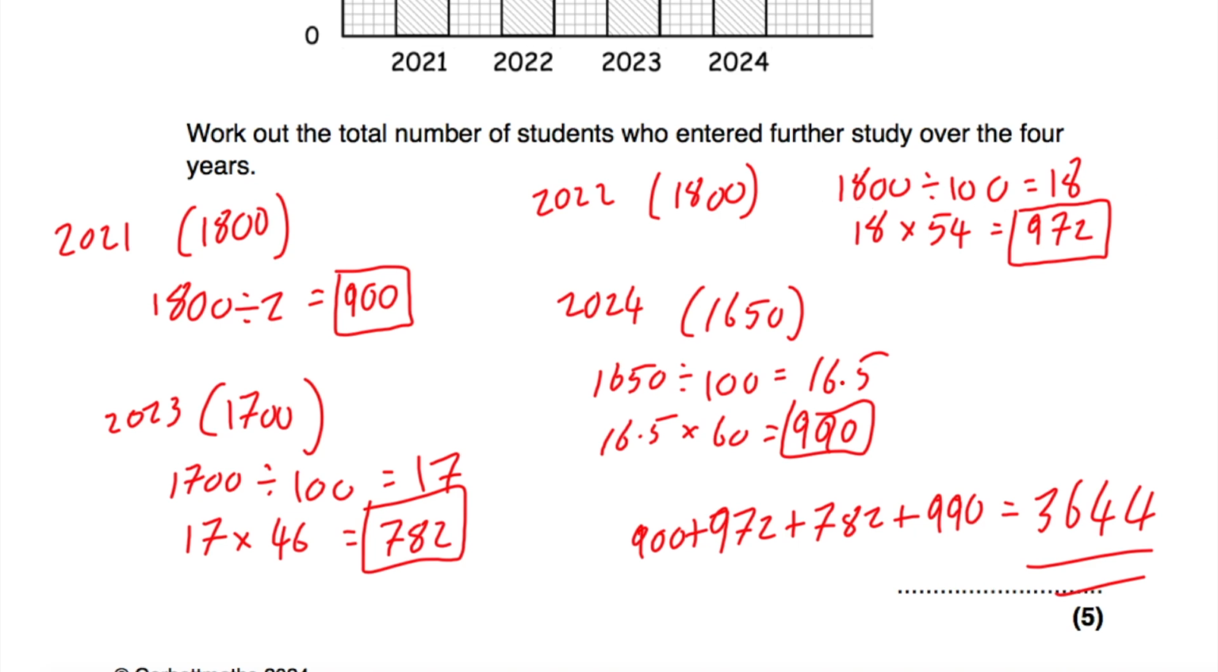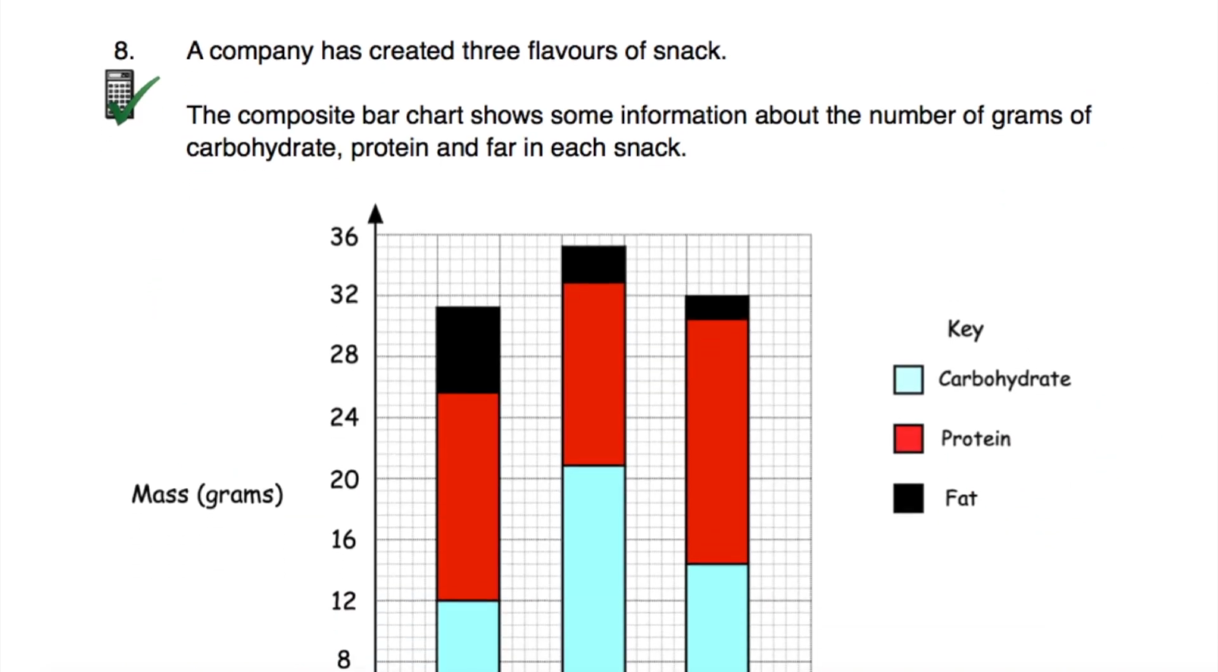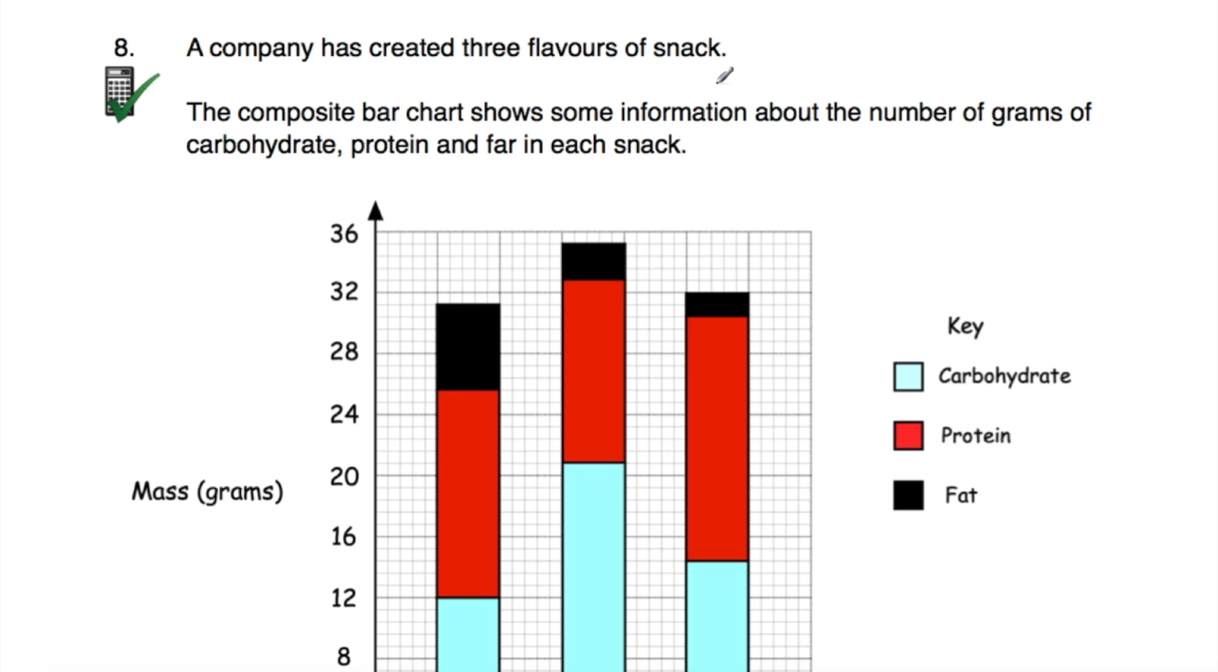Okay, and let's look at our last question, question number 8. So question number 8 is a company's created 3 flavors of snack, and the composite bar chart shows information about the number of grams of carbohydrate, protein and fat in each of the snacks.